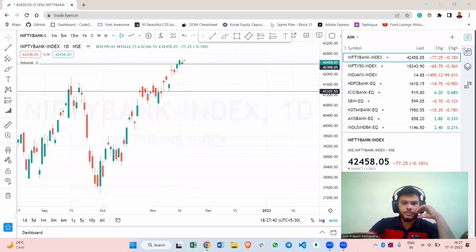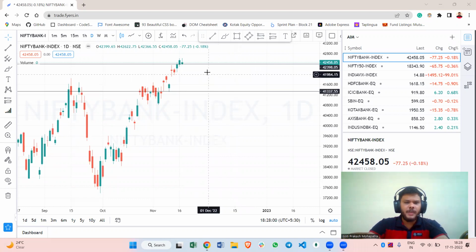So tomorrow if market opens flat or opens gap down, and if it closes below 42,400 or 42,350, then we can expect some selling pressure here, and our target will be 42,200, 42,000, around the 42,000 level.